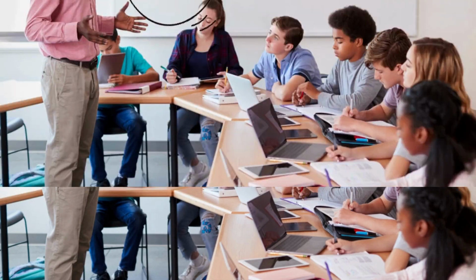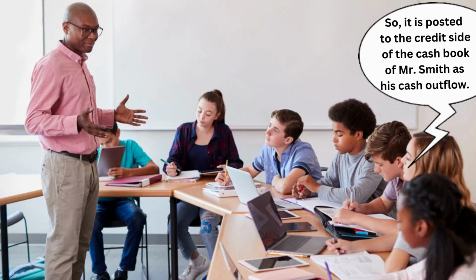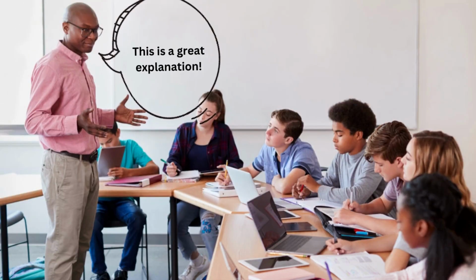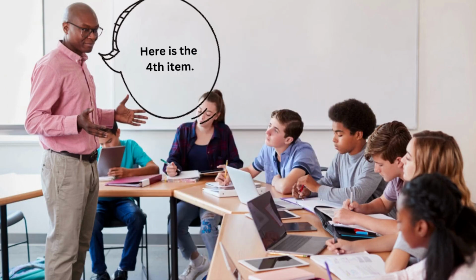I can. I am listening. It is treated as payments made by Mr. Smith Philip, and therefore decreases the cash in his business. So, it is posted to the credit side of the cash book of Mr. Smith as his cash outflow. This is a great explanation. I write it on the credit side of the cash book. Here is the fourth item.